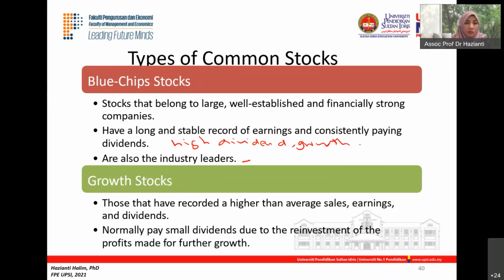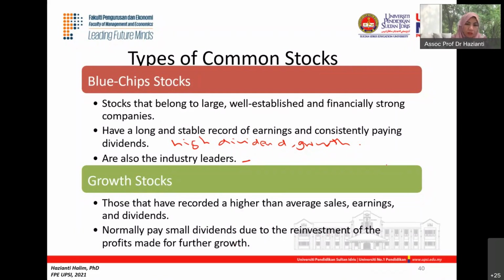We also have growth stocks. These are stocks that have recorded higher than average sales, earnings, and dividends. But the difference between growth and blue chip stocks is that blue chip stocks pay high dividends, compared to growth stocks, which normally pay small dividends. Why? Because of the reinvestment of the profits made for further growth. They are probably a new company, but they have an excellent record, and they pay small dividends because they want to reinvest.